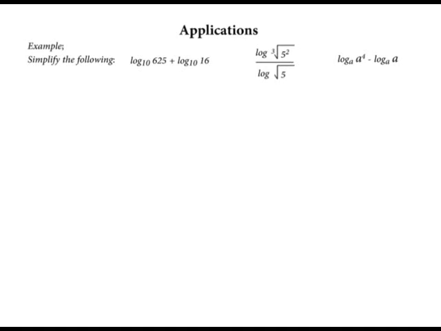In the solution, number 1. Log to base 10 of 625 plus log to base 10 of 16. Using rule 2, this is equal to log of 625 times 16. And so we shall have log to base 10 of 10,000, and that is equal to 4, because 10 raised to power 4 is equal to 10,000.